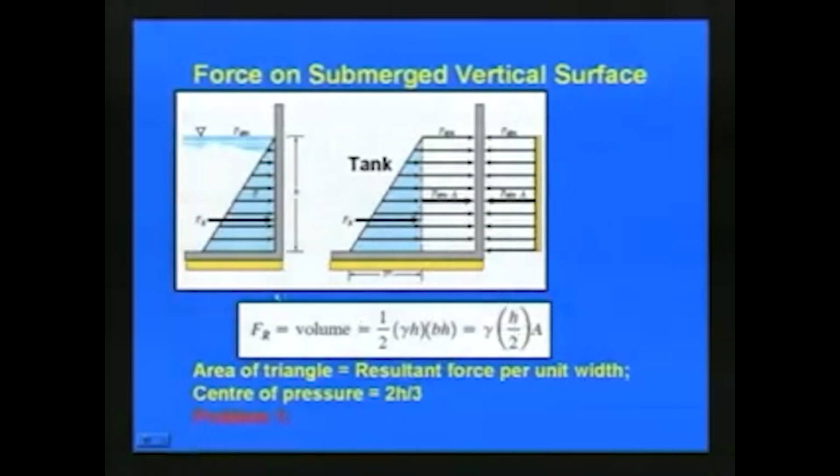So, the resultant force is equal to the area of this triangle. That we can write as half into h by 2 into A. So, that is the resultant force acting on this vertical surface with respect to this tank. The area of the triangle is equal to the resultant force per unit width, and in this case the center of pressure is equal to 2h by 3.